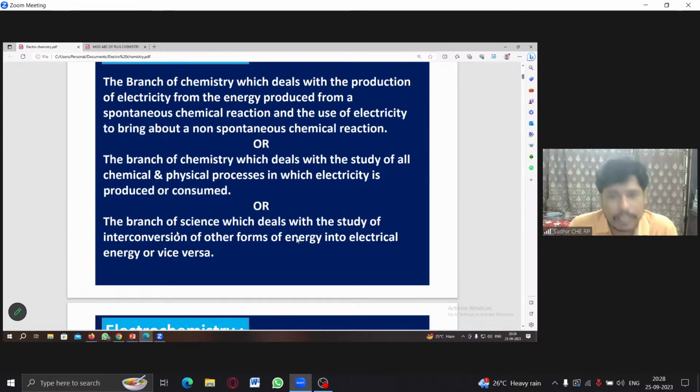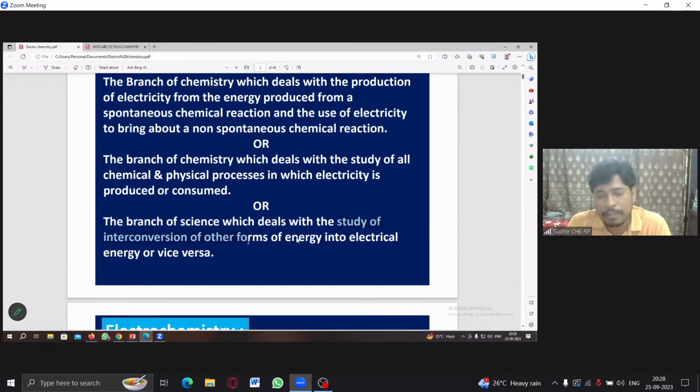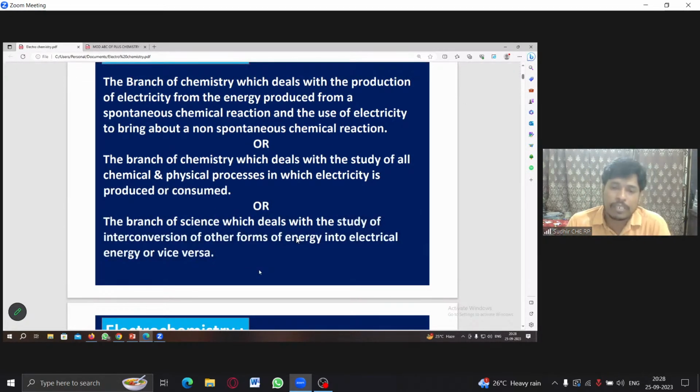Or else the third statement, if you see, is the study of interconversion of other forms of energy into electrical energy or vice versa. That means we can convert electrical energy into other forms of energy, or else other forms of energy can be converted into electrical energy. So this kind of study also we are going to focus on mainly in this electrochemistry chapter.